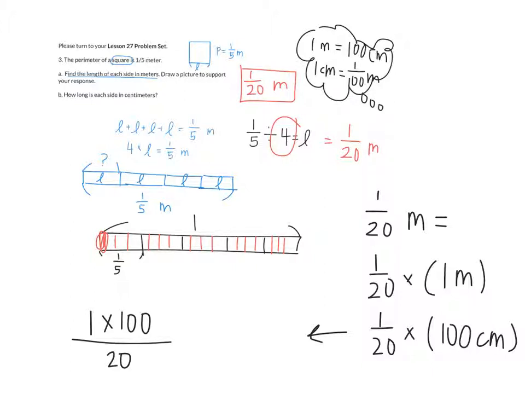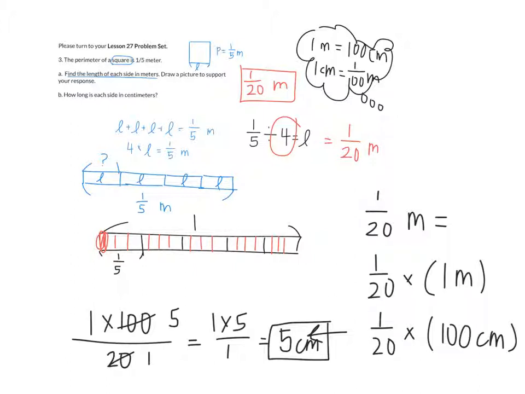Do we have any common factors? What is common? 20 and 100. They're both divisible by? 20. Good. 100 divided by 20 is? 5. 20 divided by 20 is? 1. So my new equation is 1 times 5 all over 1, which is? 5. And what's my units? 5 centimeters. So your answer to part B is 5 centimeters because 1/20th of a meter is equivalent to 5 centimeters as proved by our unit conversions.